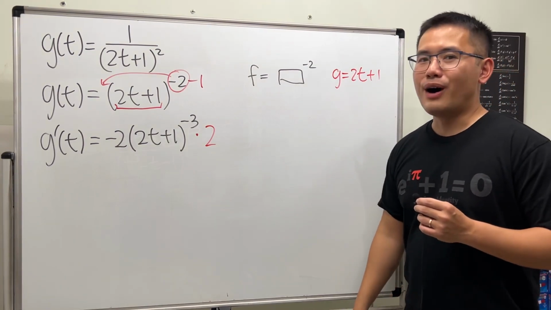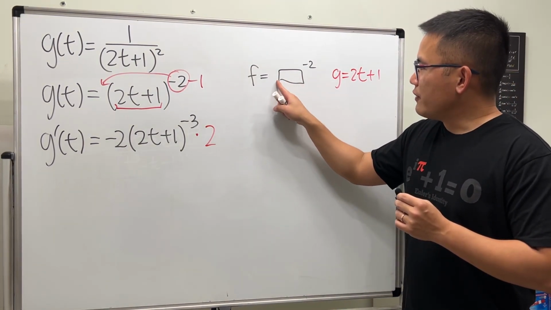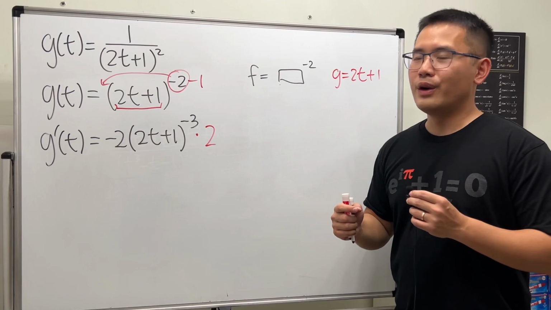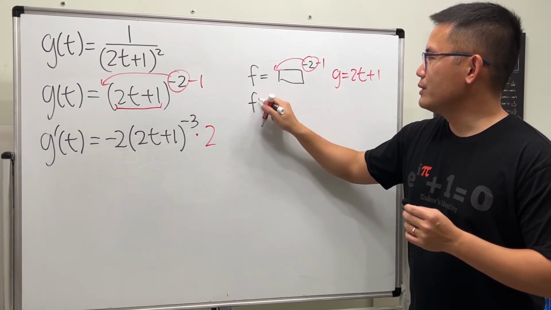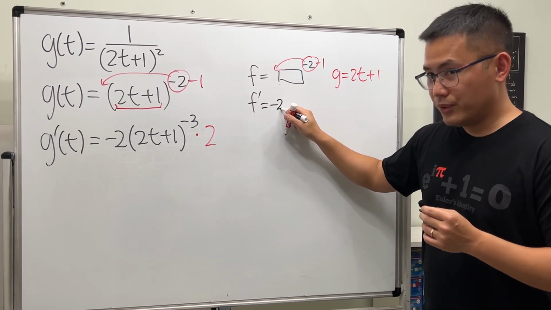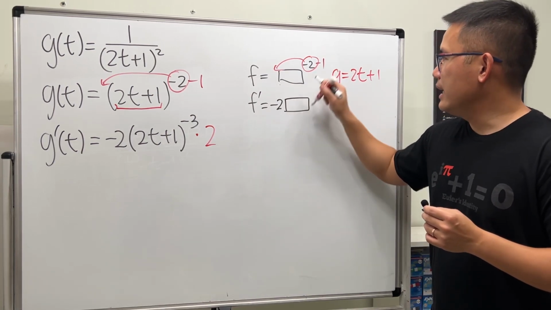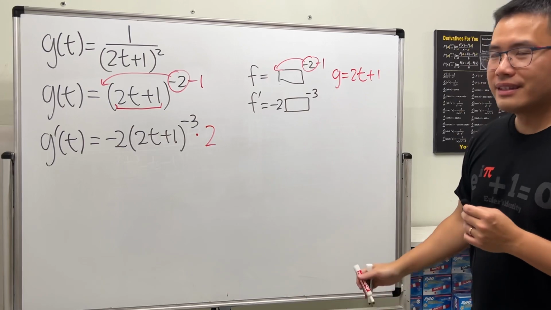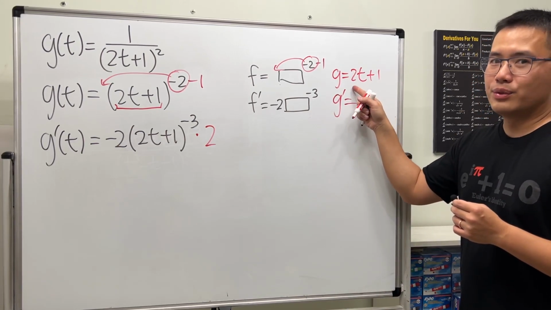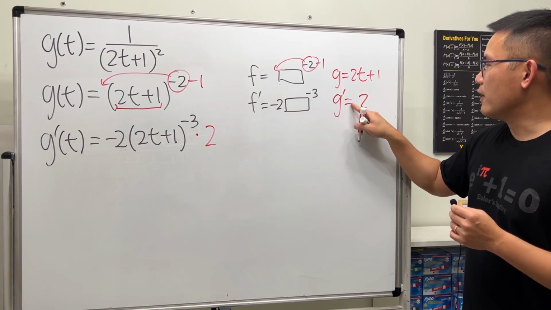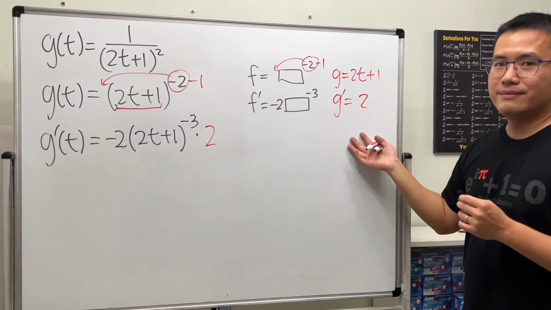Now, here's the fun part. What's the derivative of a box to the negative 2 power? Well, we first put the power to the front and then minus 1. So the derivative is negative 2 box and then negative 3. And now look at this. What's the derivative of g? Derivative of 2t is 2. Derivative of plus 1 is just 0, so that's it.